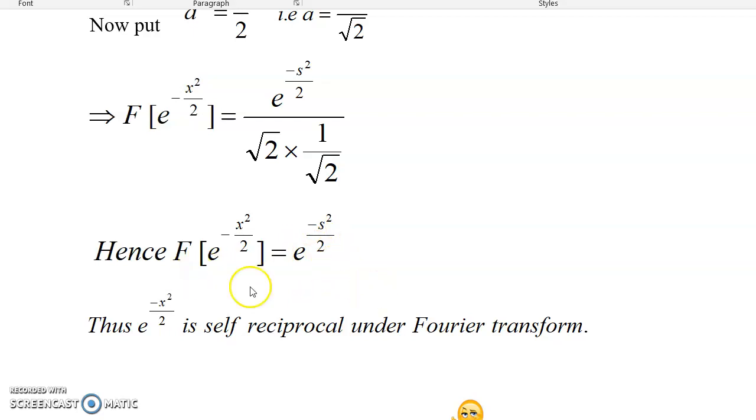Now when you observe this, this is the most important part we have arrived at. For the function e power minus x squared by 2, when we take the Fourier transform, the final answer we receive is e power minus s squared by 2. So the same function is repeated in the answer. The same image of the input is coming as the output. So that is why this particular function is called self-reciprocal under the Fourier transform operator.